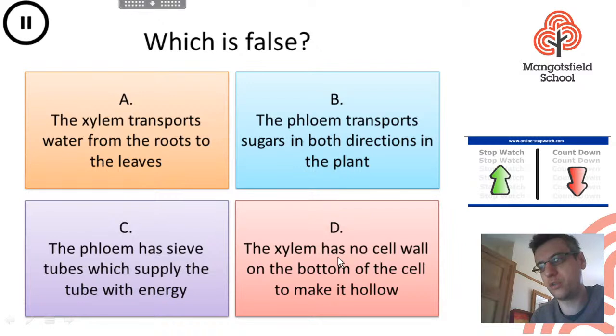The xylem has no cell wall on the bottom of the cell to make it hollow. True. It also has a substance called lignin to help make it strong. It needs to be strong and hold its shape.